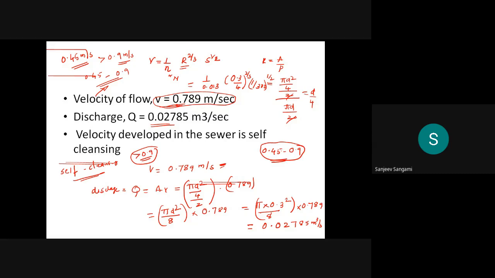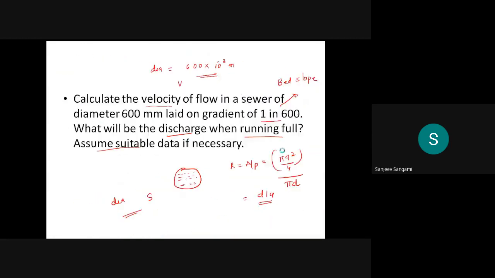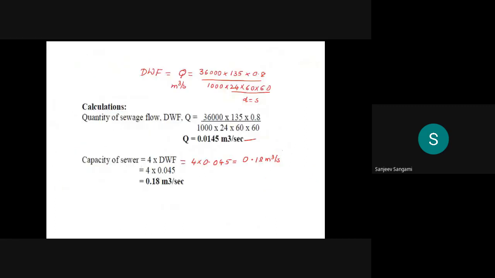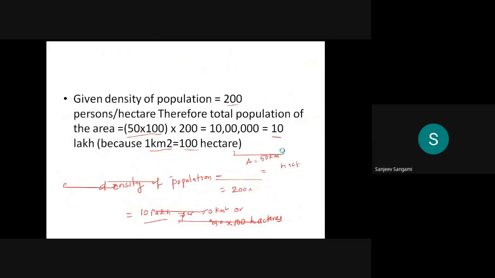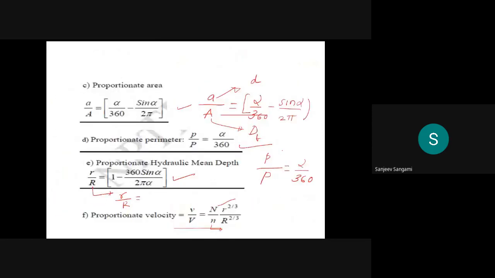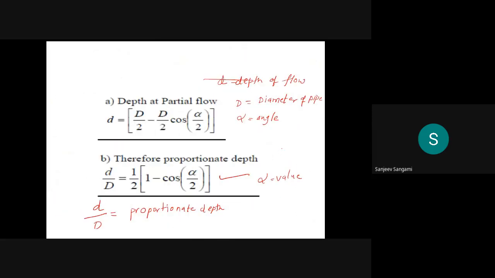Maybe in the next class we will solve some of the problems related to partially full flow. When we are solving problems related to partial flow, we have to glance at some of the empirical formulas, which we already discussed. Maybe we'll solve one or two problems using these empirical formulas when it is flowing partially full.